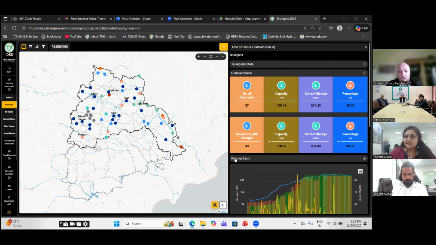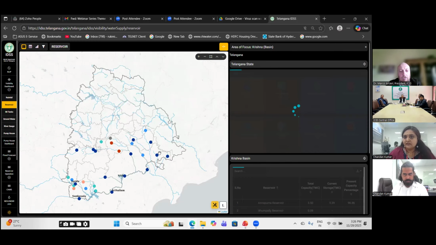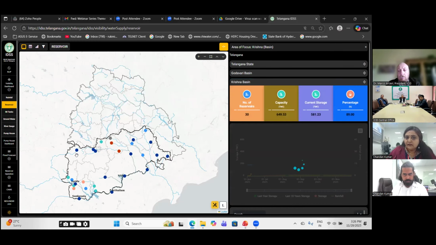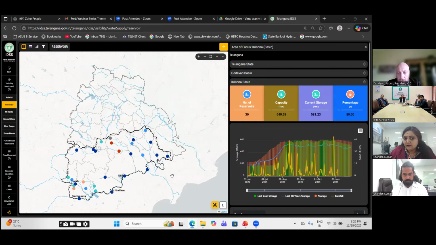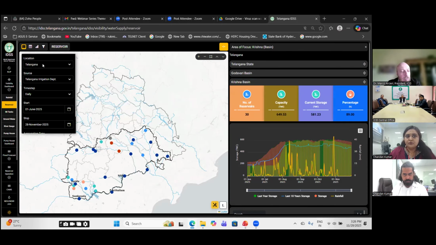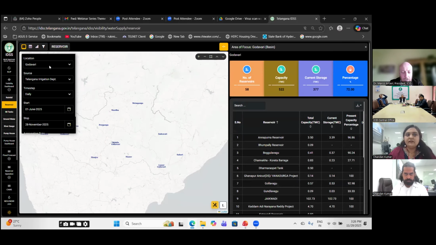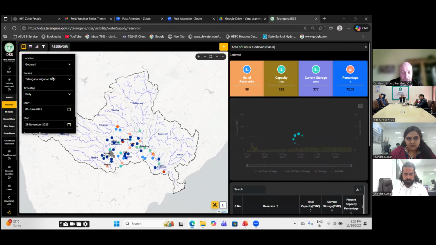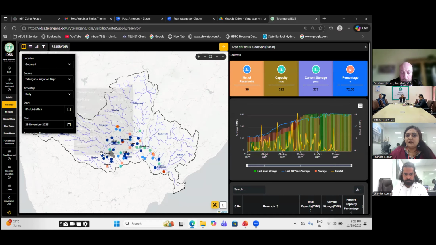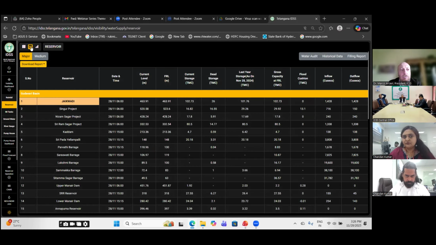And if you want to understand the Krishna Basin, only the Krishna Basin data in Telangana will be covered. For example, I want to go with the Godavari Basin reservoirs. I'm going to select the Godavari Basin in the reservoirs drill down tab, and then we are going to see all the data. It is available with us not only in the GIS view, but also in the MIS view.